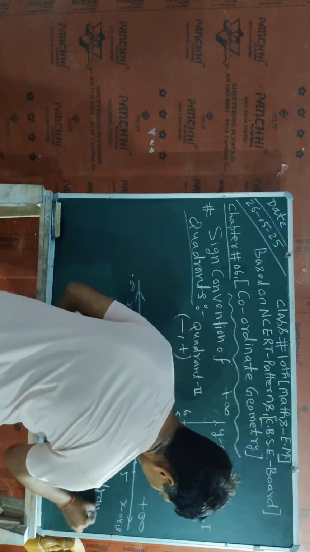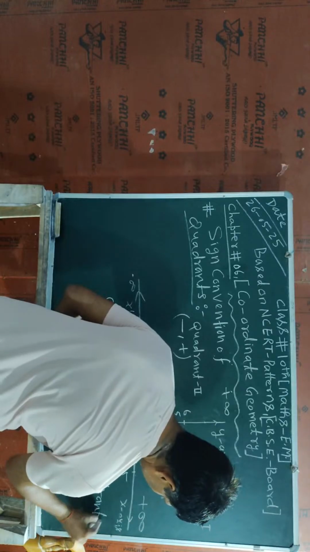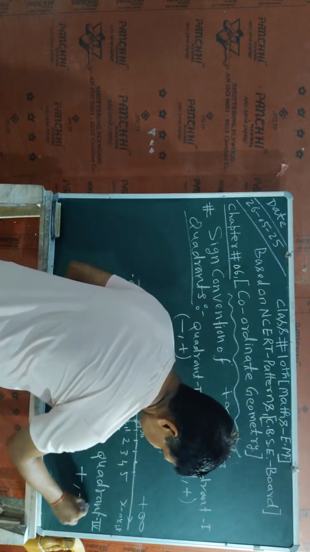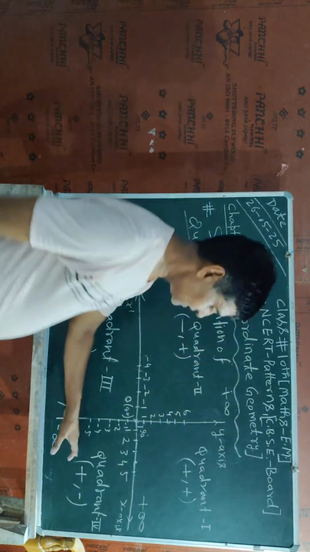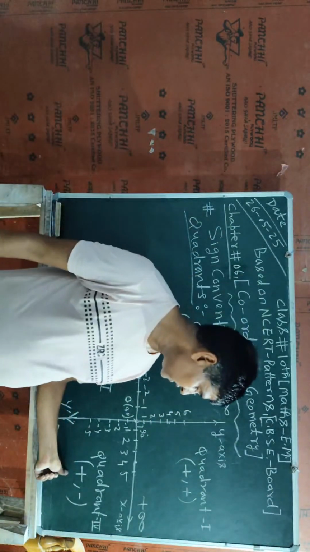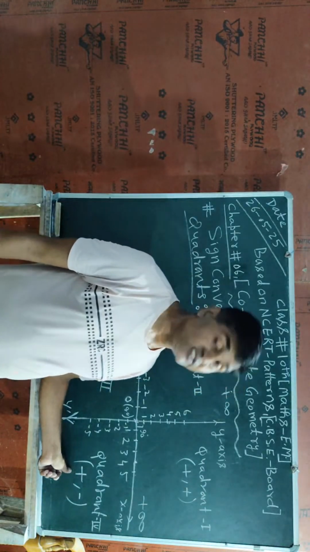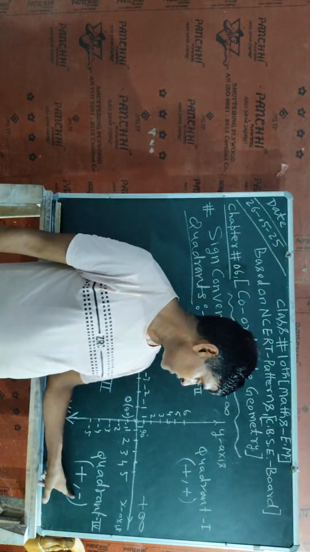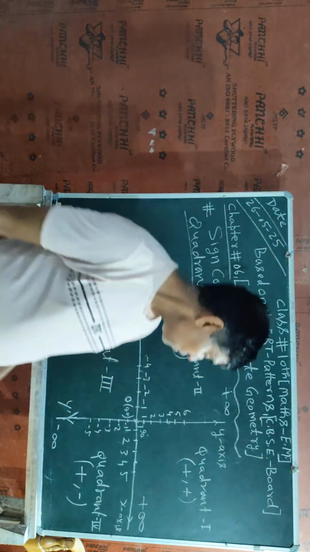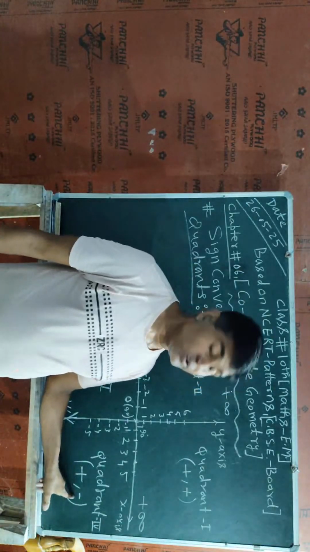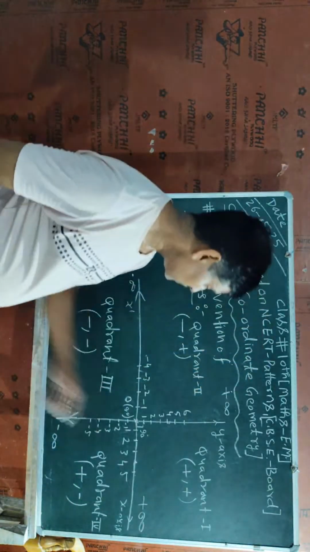Okay, so now this will be the fourth quadrant, and here I will write that the quadrant sign will be plus, minus. It means that the x coordinate will be positive and the y coordinate will be negative. The x coordinate is also called abscissa and the y coordinate is also called ordinate. So abscissa will have a positive value and ordinate will have a negative value. So we have to remember it.